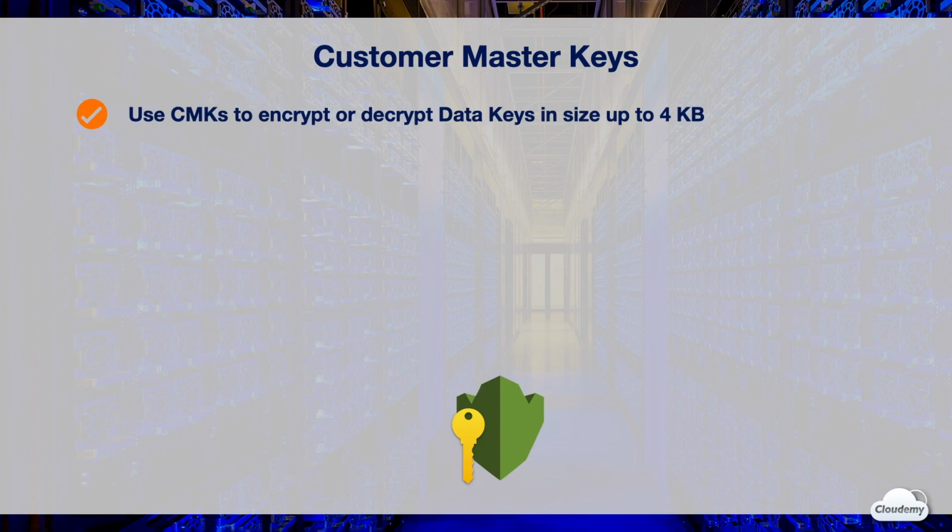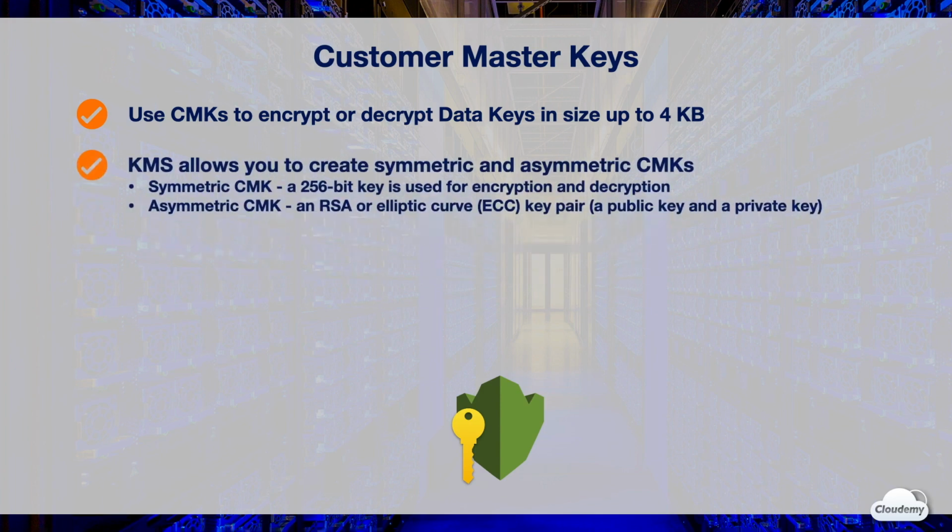CMK stands for Customer Master Key. It's the primary resource in KMS. A CMK lets you encrypt and decrypt data up to 4 kilobytes. You need to use CMKs to generate the data keys. KMS allows you to create both symmetric and asymmetric CMKs. Each symmetric CMK contains a 256-bit key that is used for encryption and decryption. Each asymmetric CMK contains an RSA or an elliptic curve key pair, with a public key and a private key. You can use symmetric or asymmetric CMKs to generate the data keys, and encrypt or decrypt data keys.